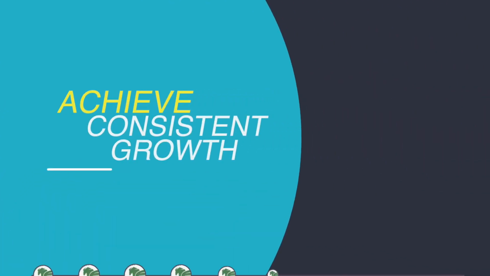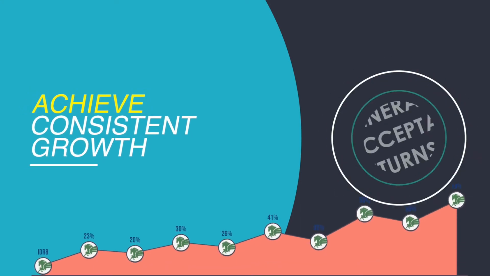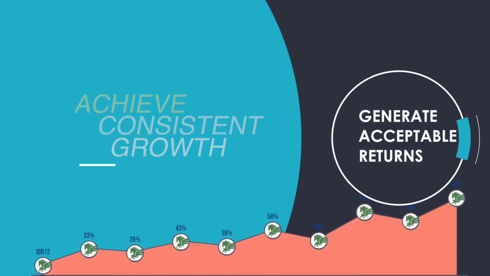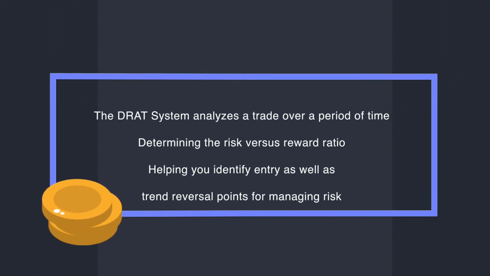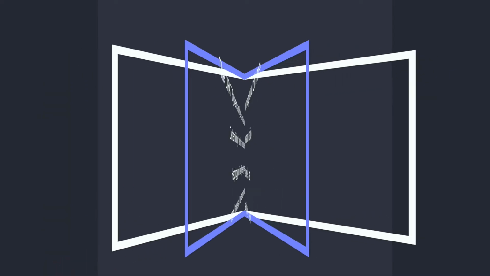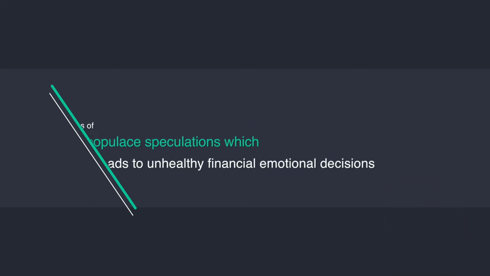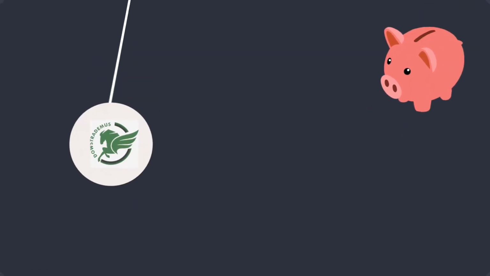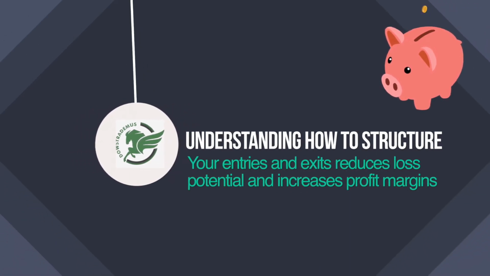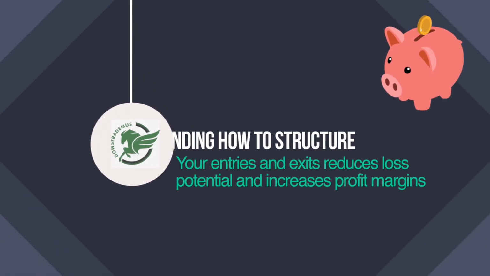We are here to help you achieve consistent growth and generate acceptable returns while eliminating practices that lead to redundancies and anomalies. DRAT analyzes a trade over a period of time, determining the risk versus reward ratio and helping you identify entry points as well as trend reversal points for managing risk. With the DRAT trading system, you can rest easy knowing you are in safe hands regardless of market sentiments or populist speculations, which leads to unhealthy financial emotional decisions. Understanding how to structure your entries and exits reduces loss potential and increases profit margins.